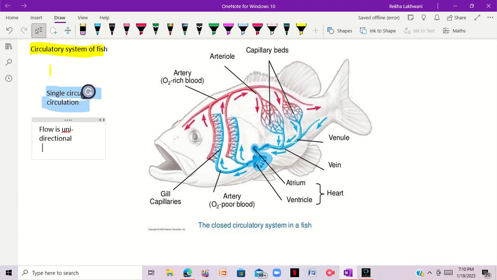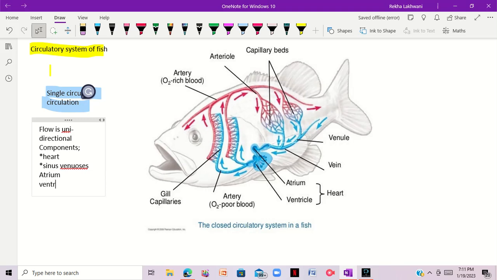Now let's discuss the components. What are the components of this? Okay, first is our most important, which is the heart, right? Second we have sinus venosus, right? Third we have atrium.